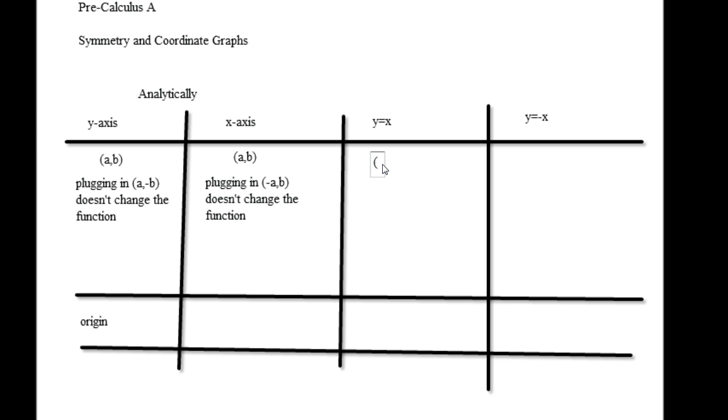Okay, so on this one, you plug in a and b. And right here, instead of plugging in a and negative b, you would plug in b and a. And if you could plug in b and a and still have the same function as you did before, then you have y equals x symmetry. Okay, this one right here, once again, you still plug in a and b.